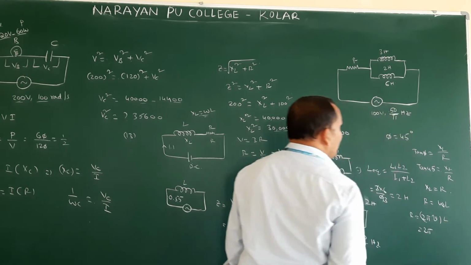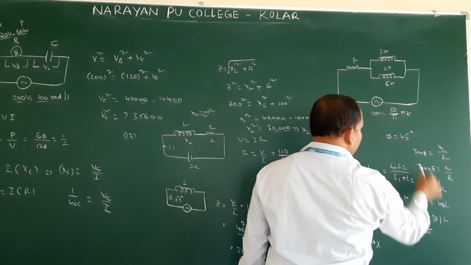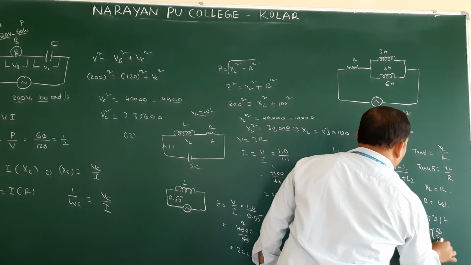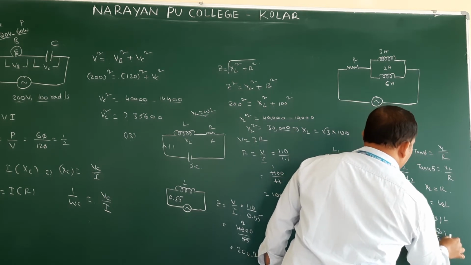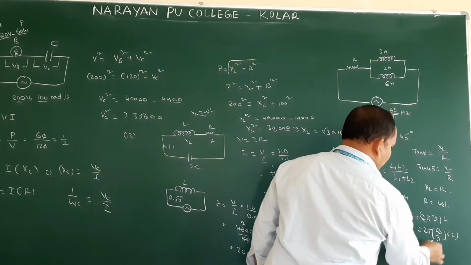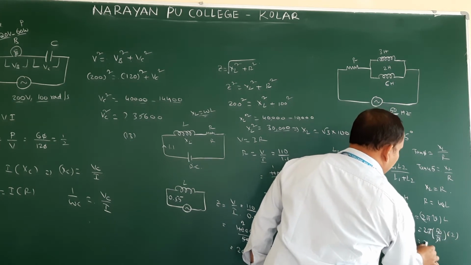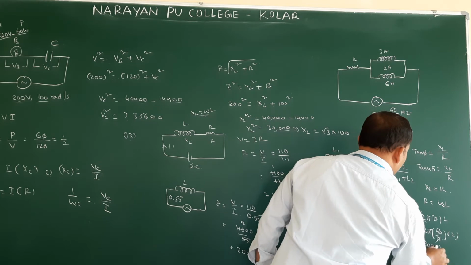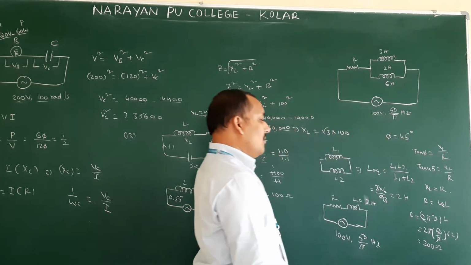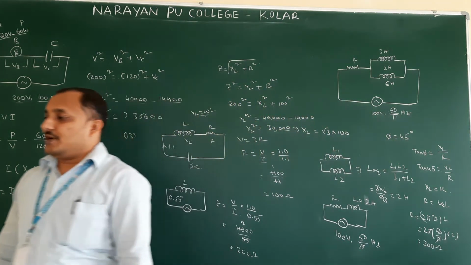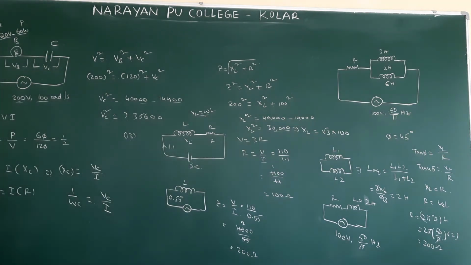So what is the value of 2 pi mu? Mu value is 50 by pi, into L value 2. So pi will be cancelled. 2 into 2 is 4, 4 5s are 20. So 200 ohms. Okay. So now 200 ohms is the resistance value. Option 2 is correct. Okay.